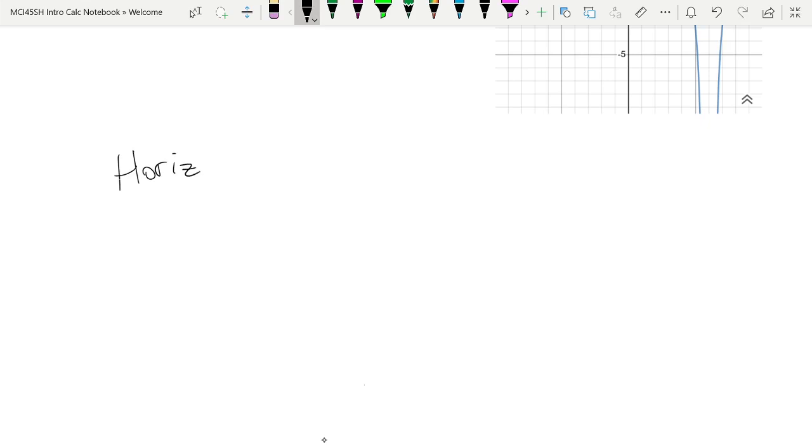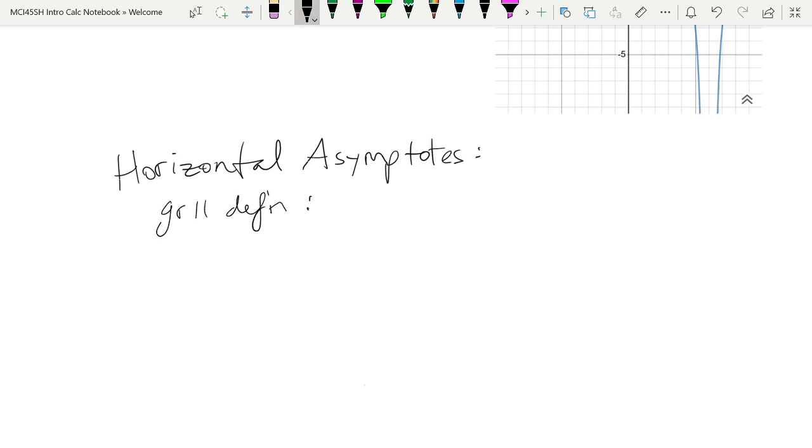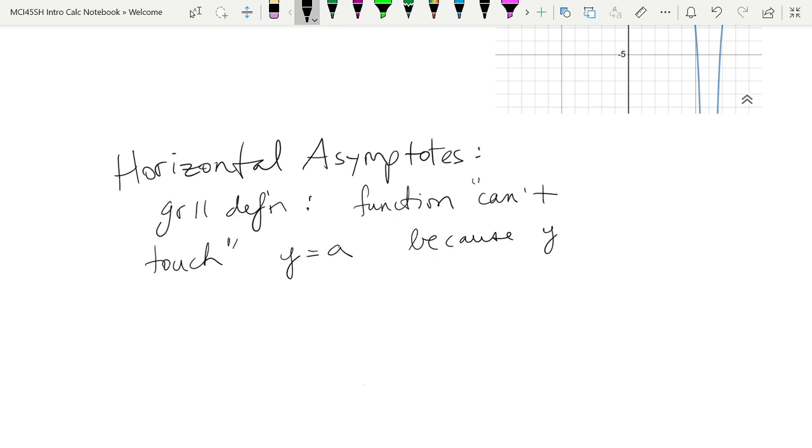Let's talk about horizontal asymptotes. Again, in grade 11, my grade 11 definition is just: my function can't touch, and I'm going to put this one in quotes, y equals some value, because y can't be that value. And in grade 11, we made sure that we never threw functions at you where that wasn't true.